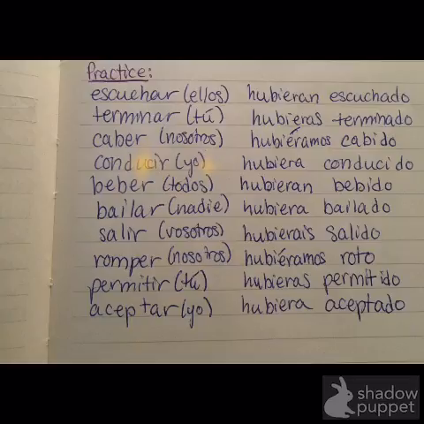Yo for conducir is hubiera conducido. Todos for beber is hubieran bebido. Nadie for bailar is hubiera bailado. Vosotros for salir is hubierais salido. Nosotros for romper is hubiéramos roto. Tú for permitir is hubierais permitido. Yo for aceptar is hubiera aceptado.